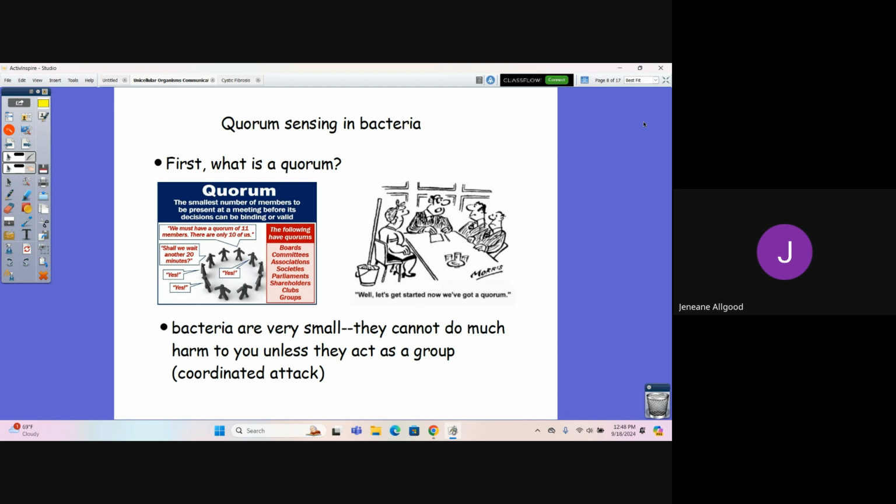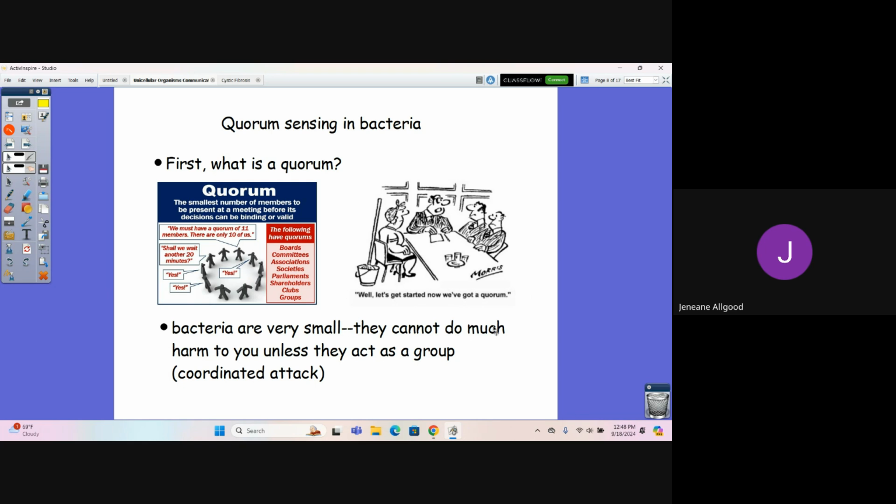Over here it says, well, let's get started now that we've got a quorum. So if there's 7 people on your committee, maybe you need a quorum of 4 people in order to take a vote on something. So the idea behind this is that bacteria are very small.